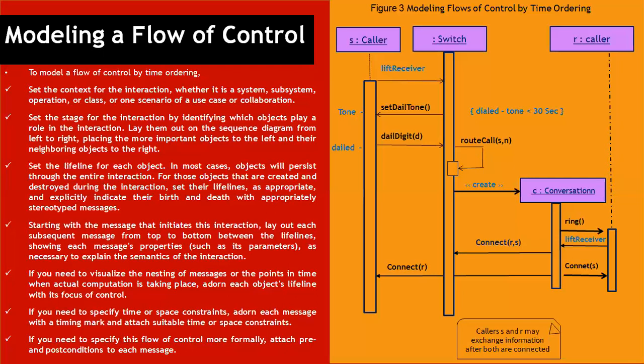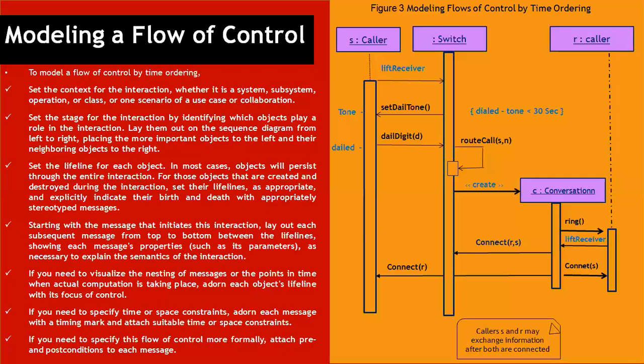So starting with the message that initiates the interaction, we lay out each subsequent message from top to bottom, between the lifelines, showing each message's properties such as its parameters as necessary to explain the semantics of the interaction. If you need to visualize the nesting of the messages or the points in time when actual computation is taking place, we adorn each object's lifeline with the focus of control.